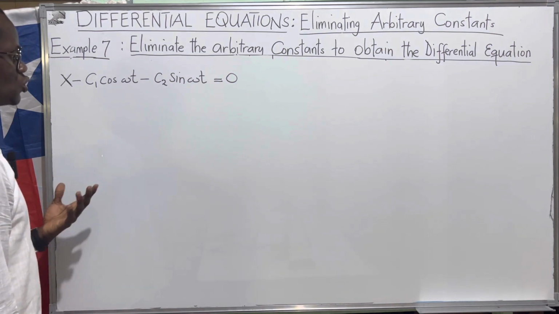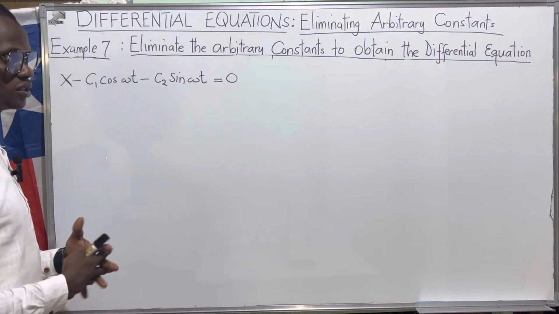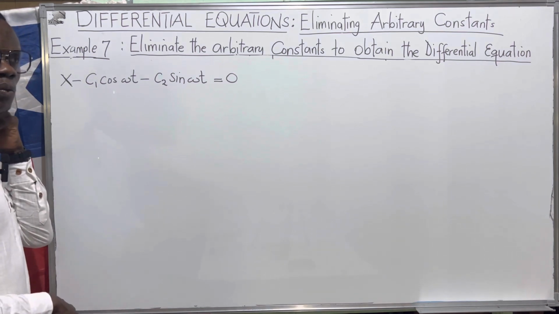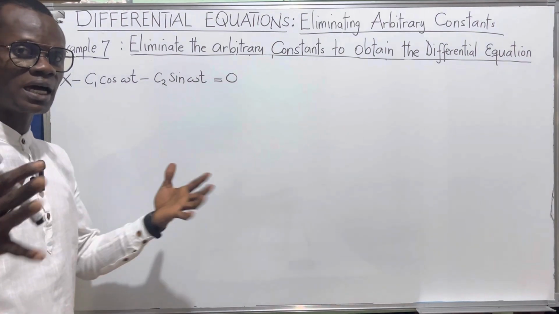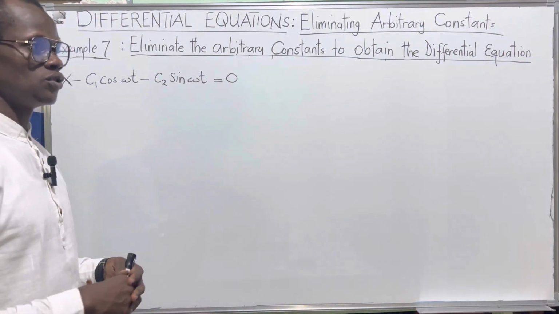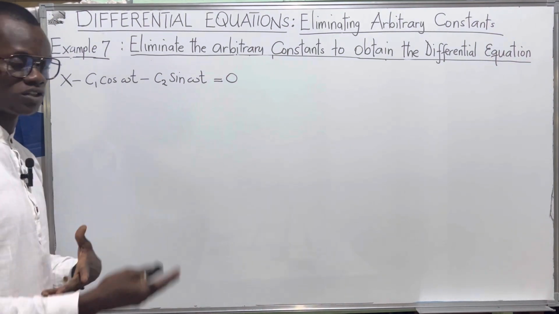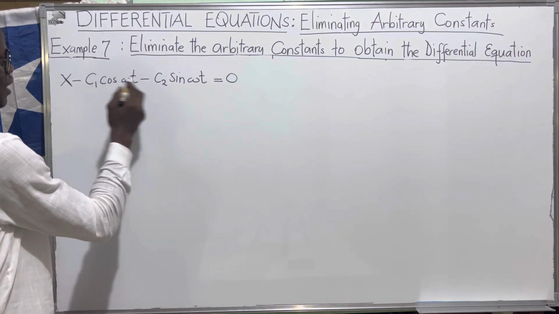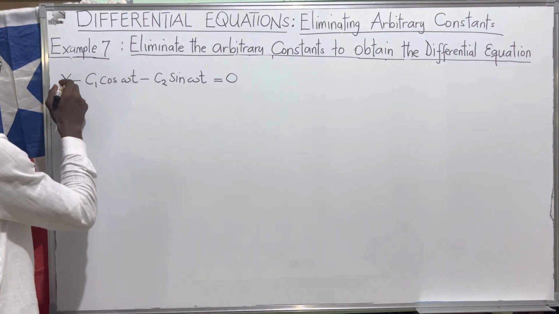Additionally, to eliminate arbitrary constants, that is, to obtain the differential equation, what we need to do is first identify how many arbitrary constants we have. The number of arbitrary constants determines the number of times we have to differentiate. Since we have two arbitrary constants, we must differentiate twice. So we do the first one.